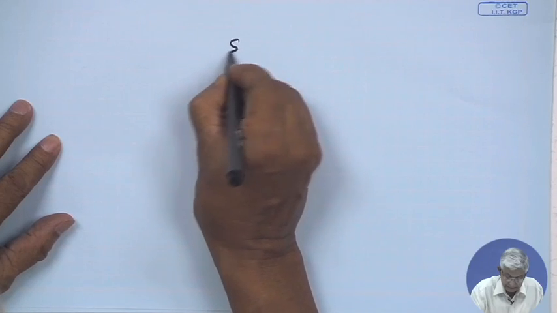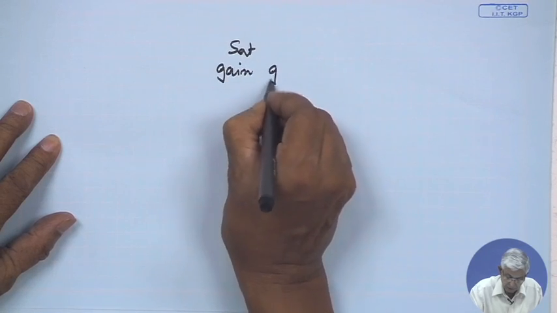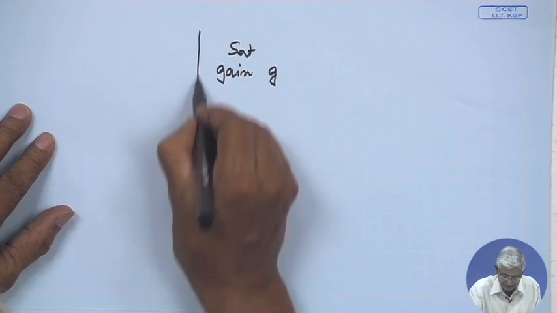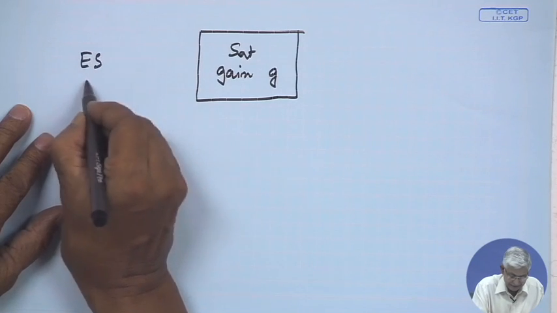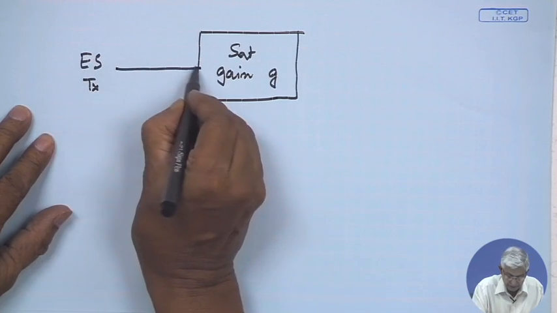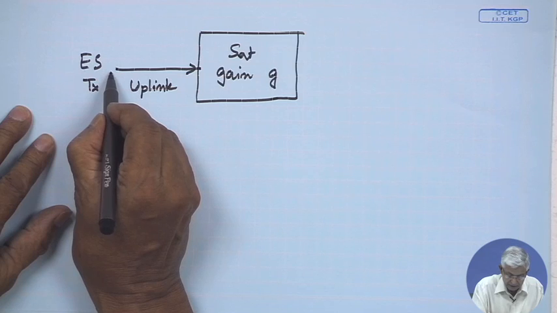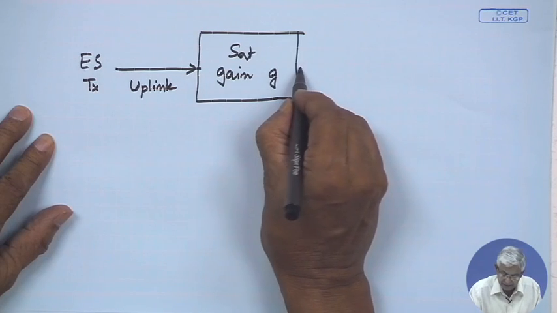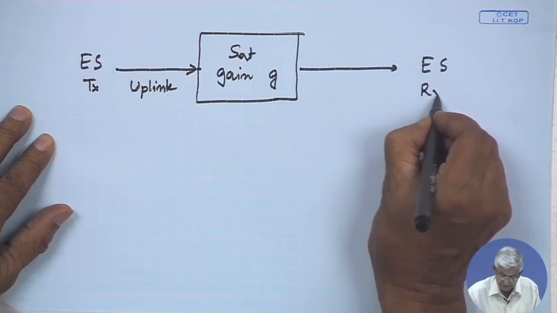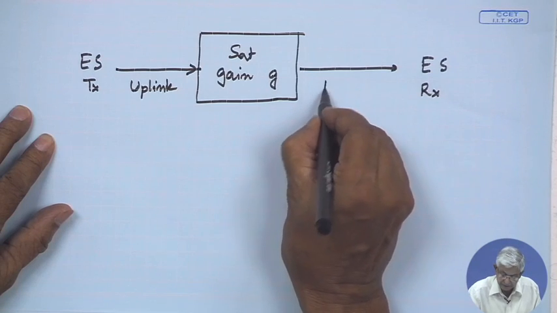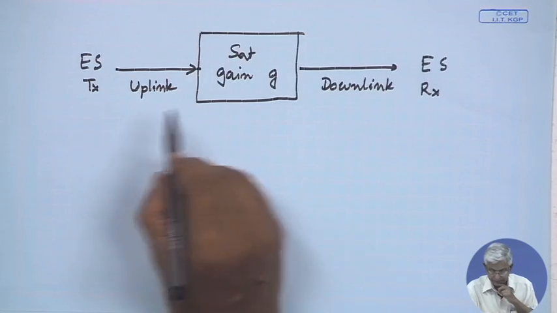Let us say this is the satellite unit, which has a gain. I call it a small g, because capital G we are using for the antenna gains. Now, there is an earth station which transmits up to the satellite. That is called uplink, earth to space. Similarly, the satellite pushes the link down to the earth station, which is the receiver station, and it is space to earth, that is why it is called downlink. Always remember there is uplink and downlink.